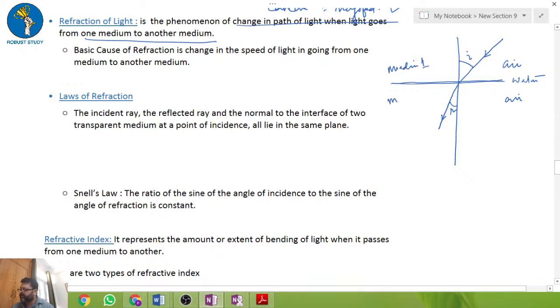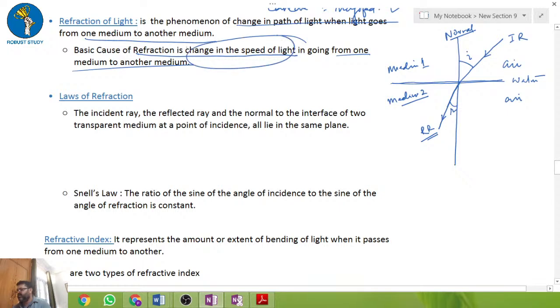When light passes from one medium to another, this is medium 1 and this is medium 2. You can see the light has bent towards the normal. This is the normal, this is the incident ray, this is the refracted ray. The basic cause of refraction is the change in speed of light going from one medium to another. The speed of light changes, while wavelength and frequency remain the same.